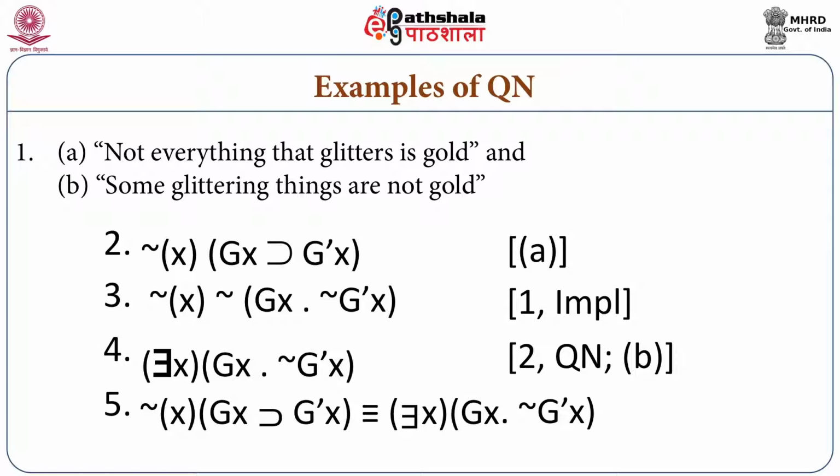So, for some x, x is g and x g is not the case, which is what we want to prove. If we symbolize sentence B, "some glittering thing is not gold," the symbolization will be: it is not the case that there is something such that x is glittering and x is not gold. So in the fifth step, we can show that they are equivalent. This is how we can show the equivalence of a quantificational universal sentence and an existential sentence.